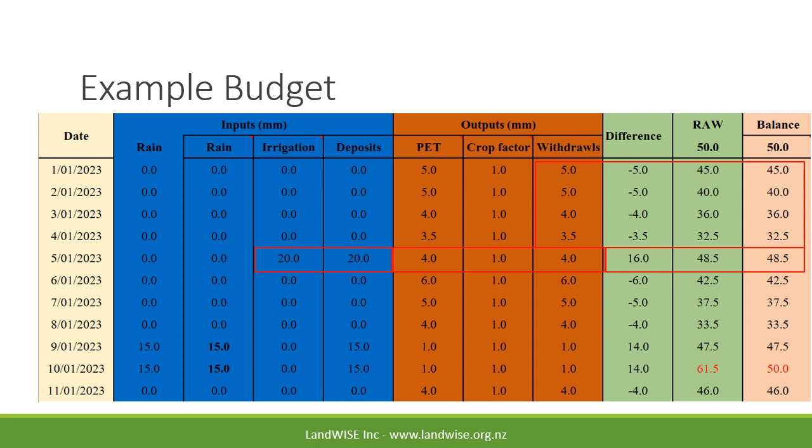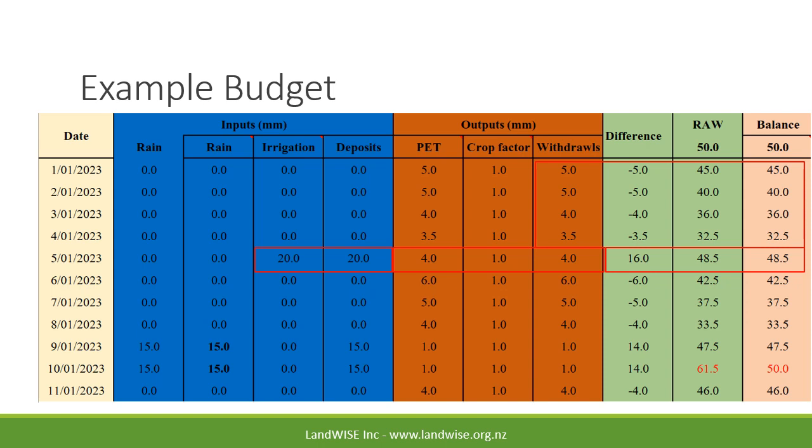If we look down here on the 9th and 10th, we've had 2 days of 15 millimetres of rainfall. We're going to claim that we're really good at scheduling, and when we applied our 20 millimetres, we knew that we were going to get this rainfall in a few days' time. So we were waiting for that rainfall before we decided to irrigate. So we haven't irrigated any further after the 5th of January.